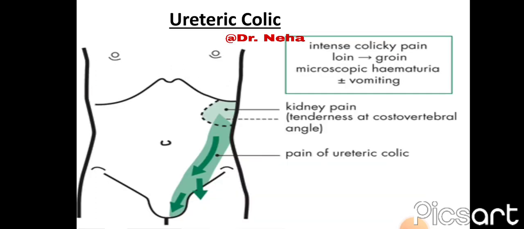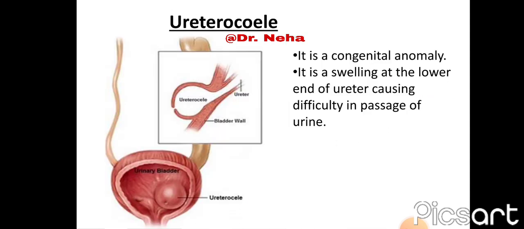Now ureteric colic. It is the intense colic pain which starts from loin and goes up to the groin. So this is the pain which is caused by ureteric stone. So this is the pain of ureteric colic. Ureterocele. It is a congenital anomaly. In this, there is a swelling at the lower end of the ureter, causing difficulty in passage of urine.